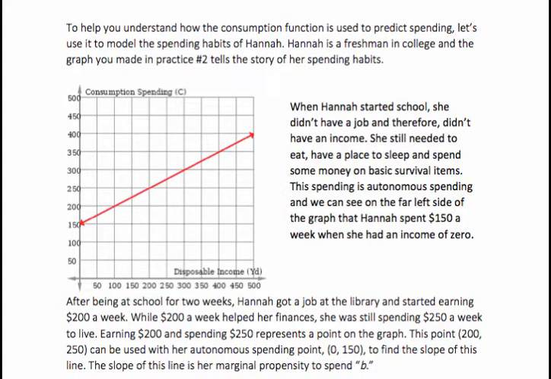This spending is autonomous spending, and we can see on the far left side of the graph that Hannah spent $150 a week even when she had an income of zero. So if we look at this point right here, the first point we graphed, down here is our disposable income at the bottom. She has zero disposable income, but she's still spending $150 a week. That's autonomous consumption because she needs to eat, sleep, and live and all those sorts of things.